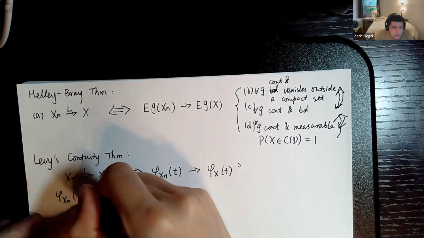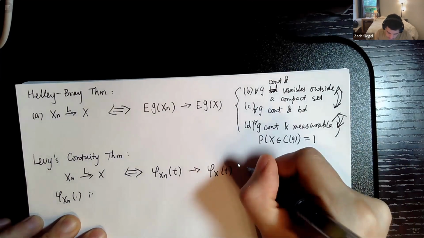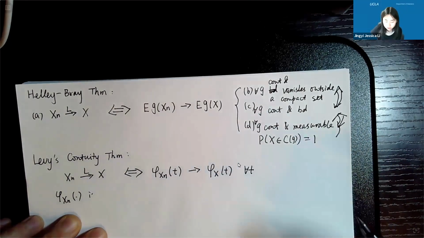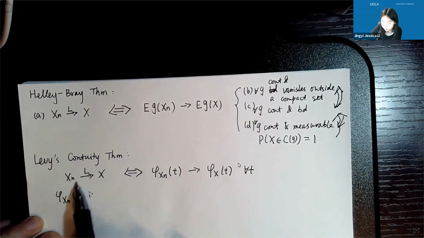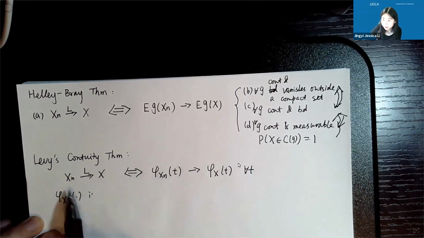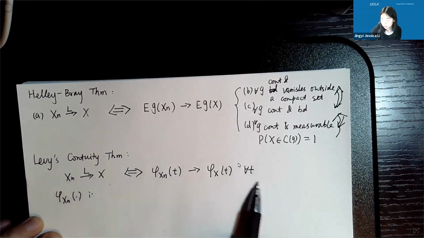Professor? Yes. I'm curious, does it have to converge to phi of Xn of t for all t or just for some t? For all t, it's pointwise convergence. It just depends on the domain of Xn. Basically t will be in the same domain as Xn and X. So for example, if they are all in R^d, then t would be in R^d. If they are all in R, then t would be in R.